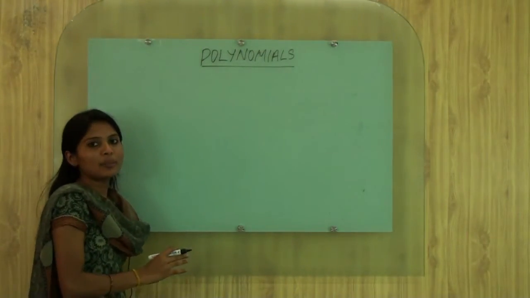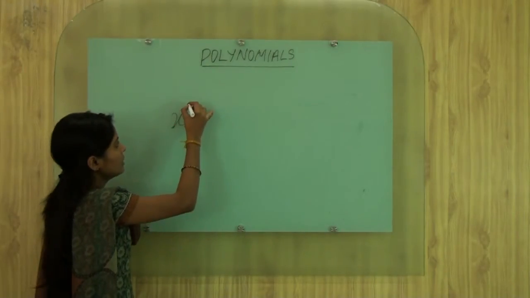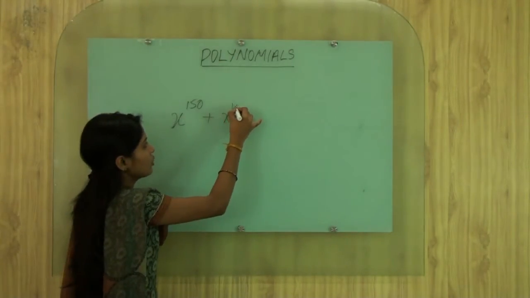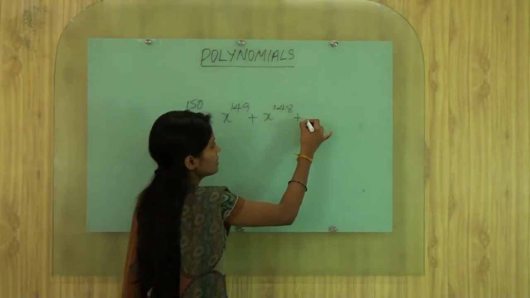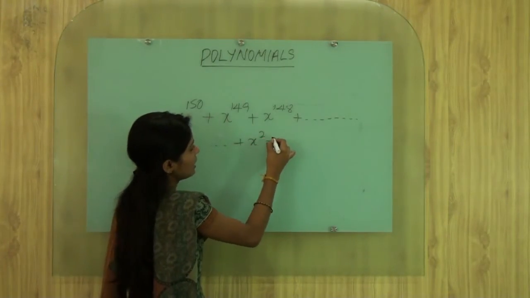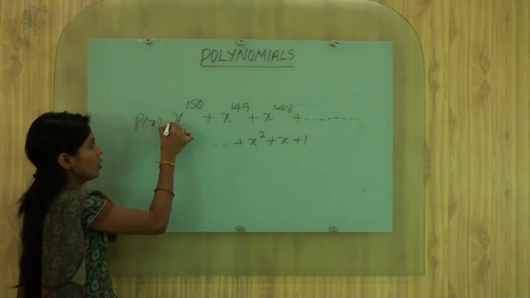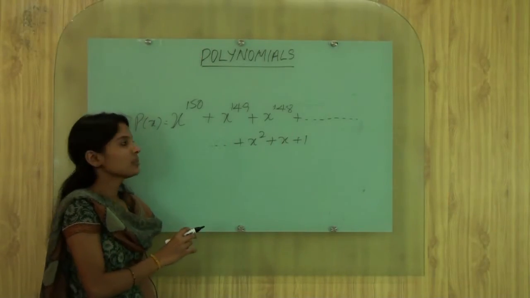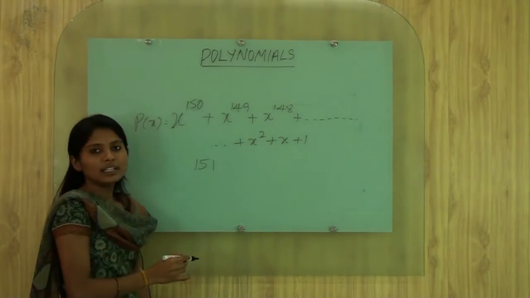A polynomial can be represented in the form of, let's say, x power 150. This is one term. The next would be x power 149 plus x power 148 plus so on, plus x square plus x plus 1. This is a polynomial of variable x. See how many terms it contains? It contains 151 terms. This is of degree 150.